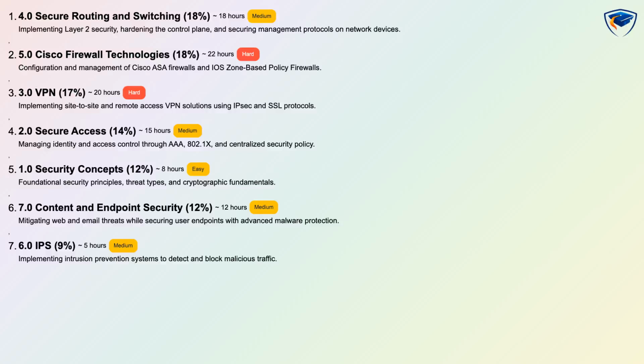The domains and their corresponding percentage weights are Secure Routing and Switching at 18%, Cisco Firewall Technologies at 18%, VPN at 17%, Secure Access at 14%, Security Concepts at 12%, Content and Endpoint Security at 12%, and IPS at 9%.